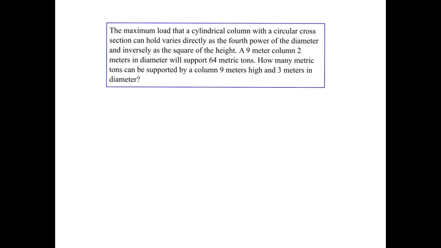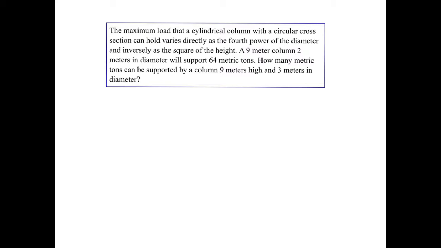Now, here's a word problem that's a combined variation problem. The maximum load that a cylindrical column with circular cross-section can hold varies directly as the fourth power of the diameter and inversely as the square of the height. Boy, there's a lot going on there. So I'm going to focus on that sentence so I can write the relationship out first.